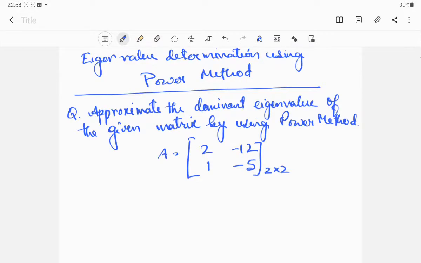Hello students, today we will be trying to find out the dominant eigenvalue for a particular matrix using a different method. Last video we derived it using a characteristic equation, and this time we are going to derive it by using the power method. As you can see on the screen, we are going to use the power method.